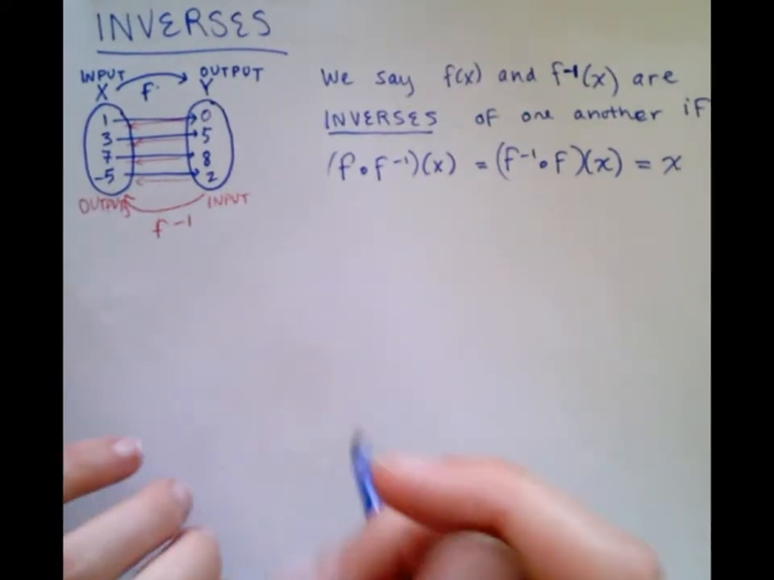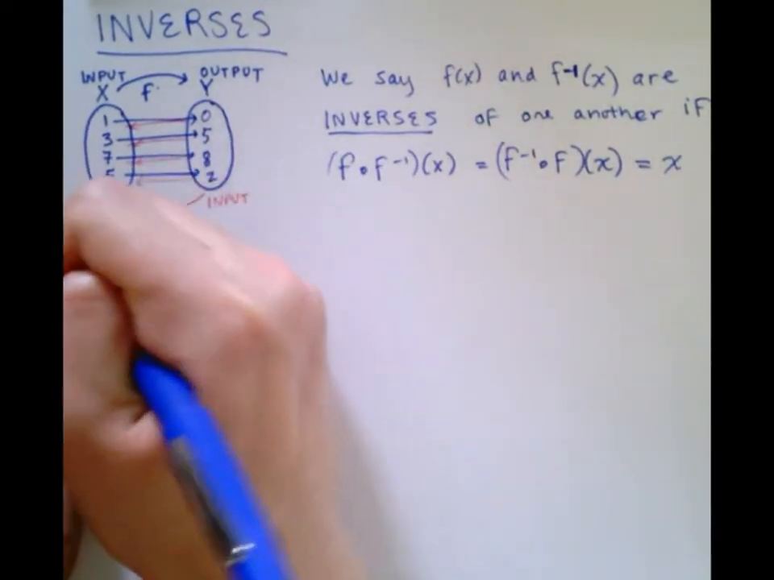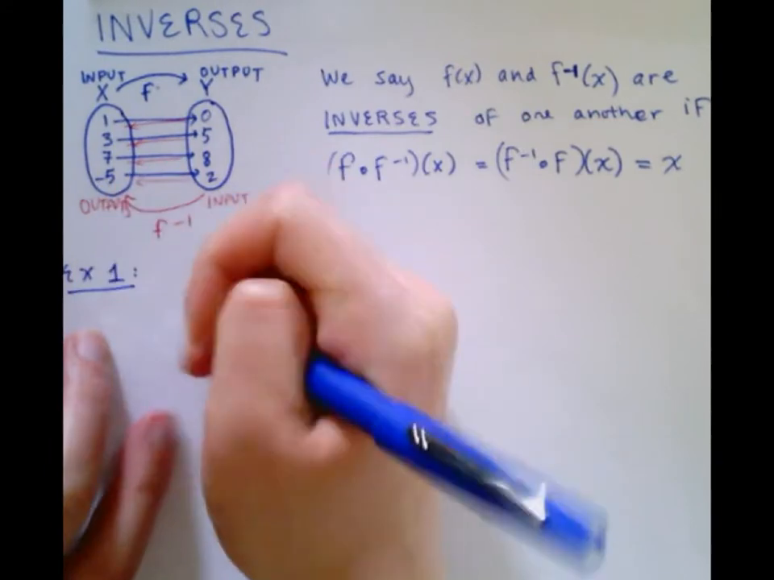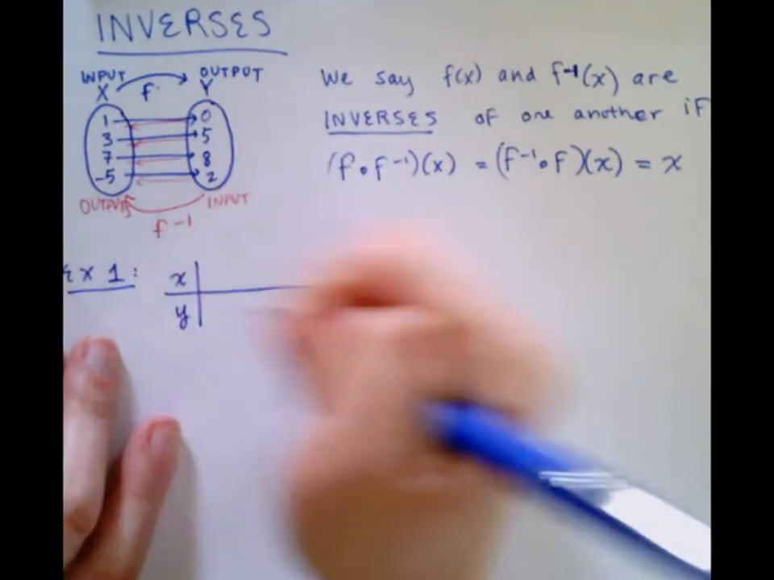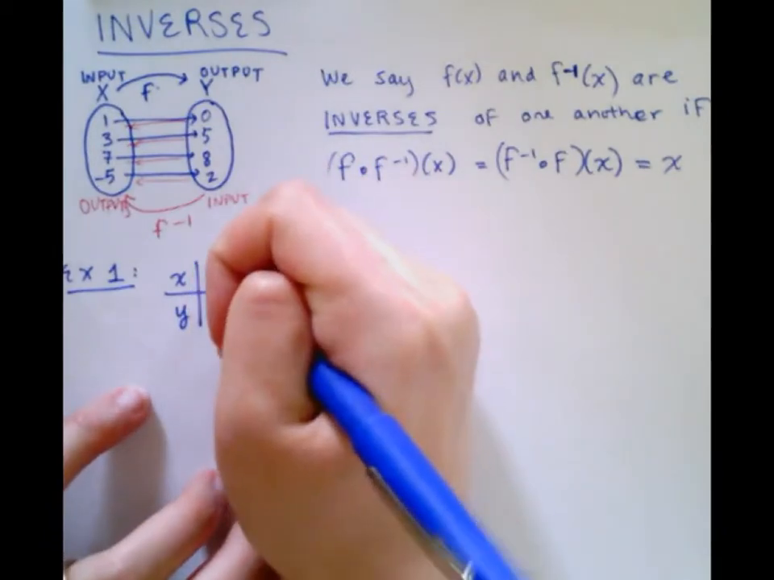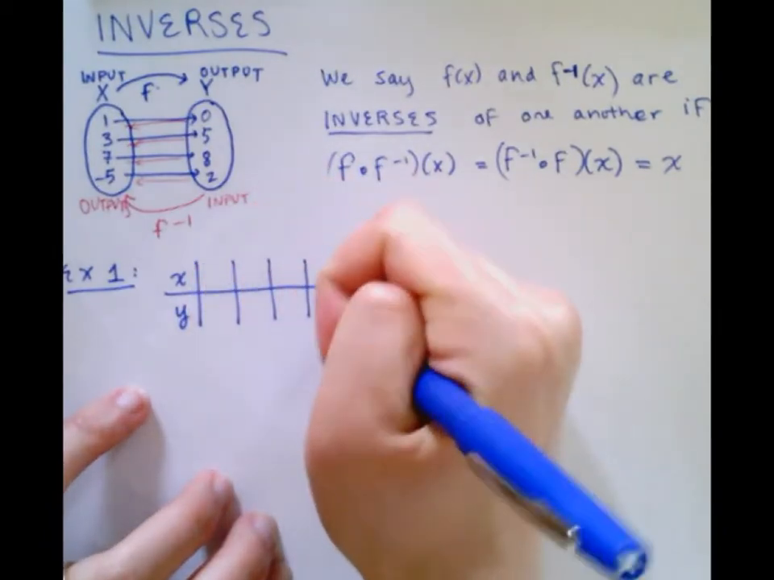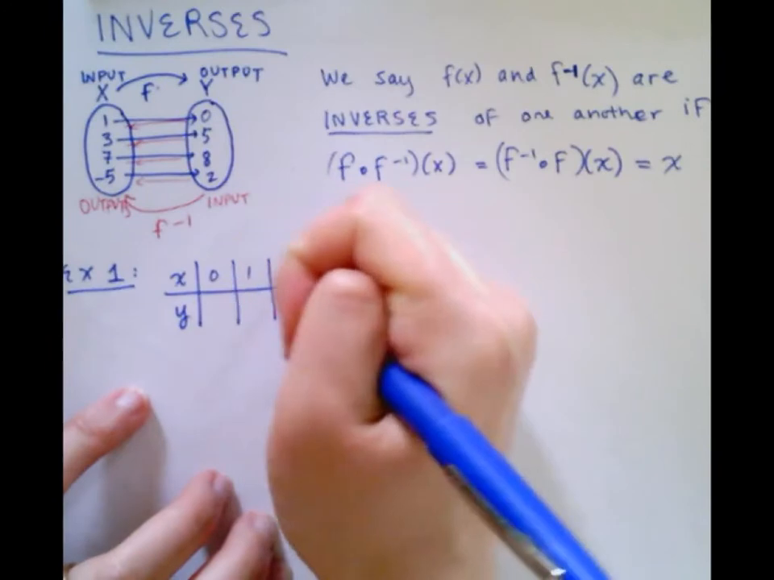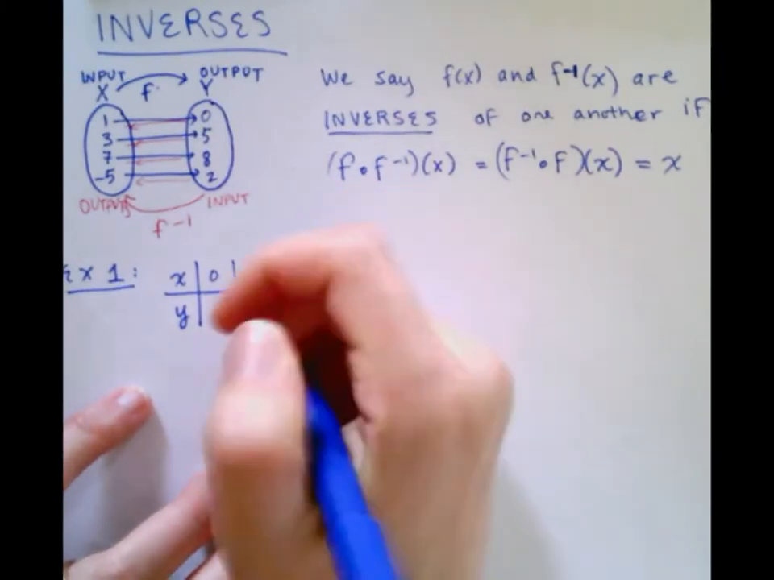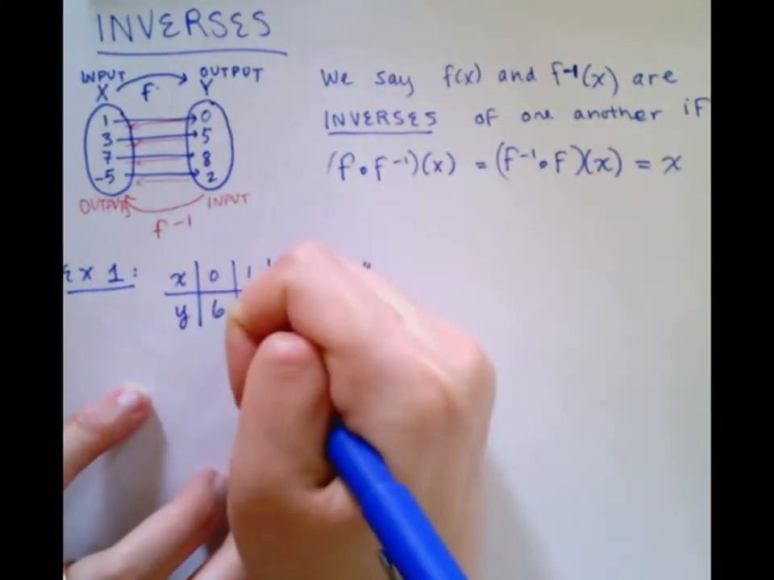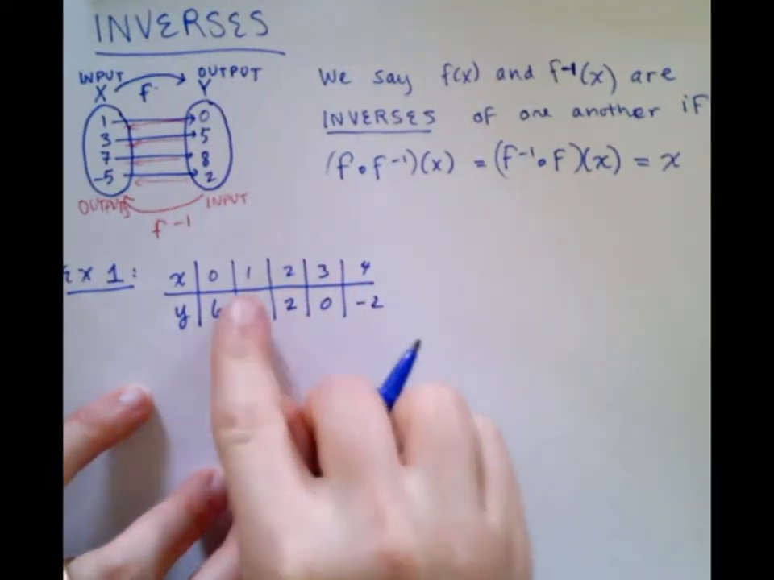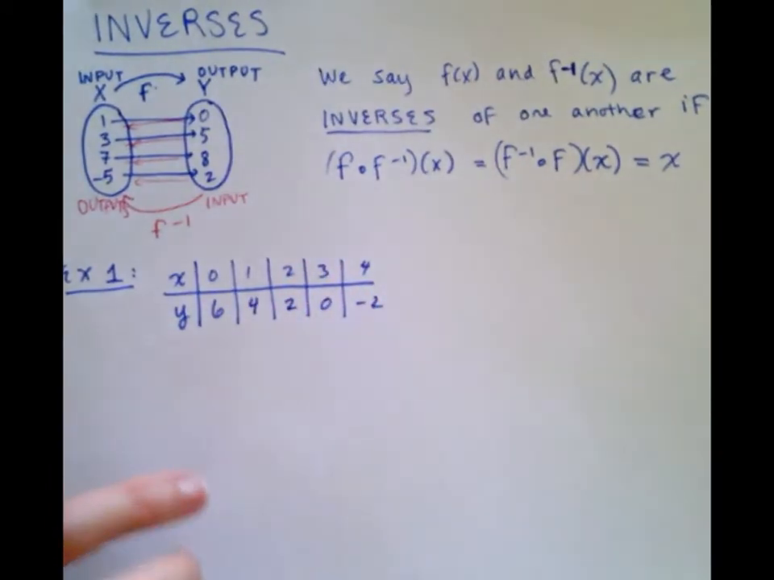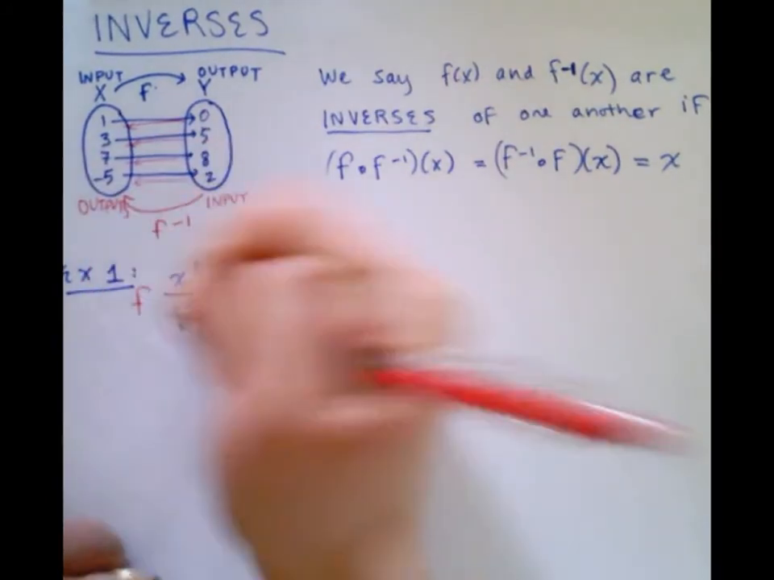Okay, so let's look at a couple examples. Our first example is going to be a table of values. So I'm going to say this is x and y, and I'll put in a couple of values. So 0, 1, 2, 3, 4, and 6, 4, 2, 0, -2. So I'm following a pattern here. This is like a subtract 2 pattern, right? So this is what I'm calling my function f.